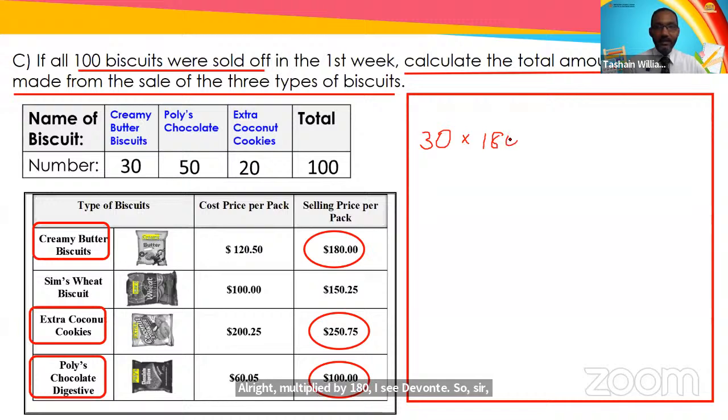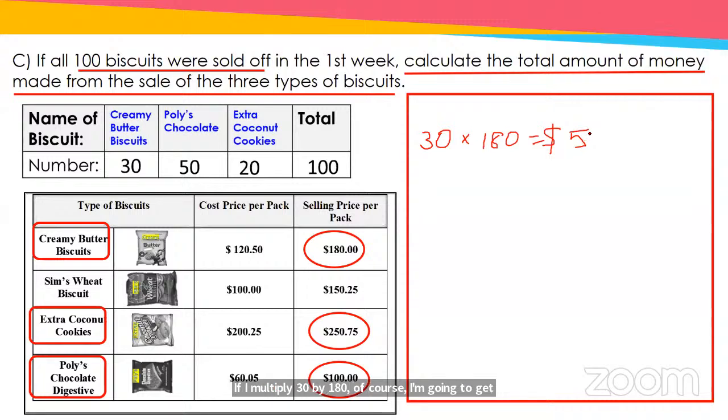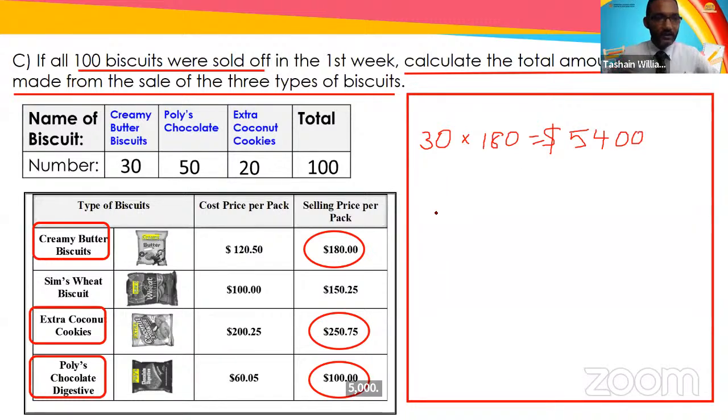All right. If I multiply 30 by 180, of course, I'm going to get 5,000? I'm seeing 5,400. I'm seeing $15,415. But wait, these are some living calculators we're working with online here, Miss Simpson. They are quicker than me. All right. So that is for Creamy.